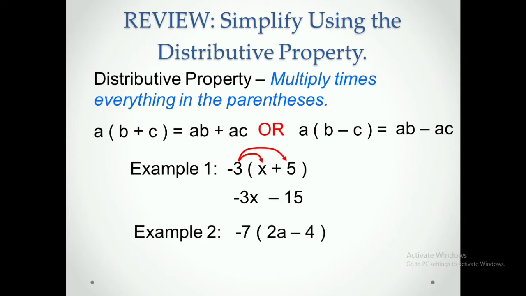Look at this one. Here we have negative 7, so we're going to multiply that by negative 2a, which will give us negative 14a, and then multiplying a negative times a negative will give us a positive. 7 times 4 is 28. So that's the distributive property, just so we can remember what it is.